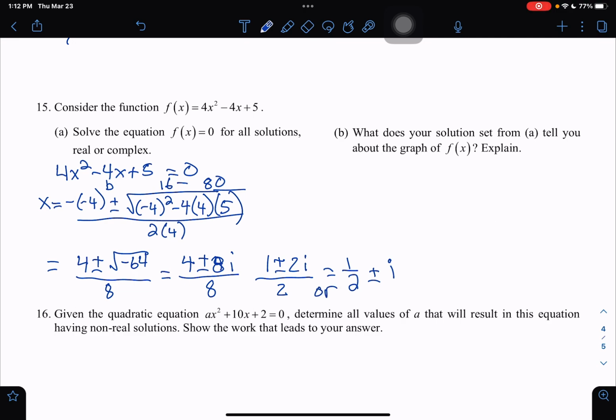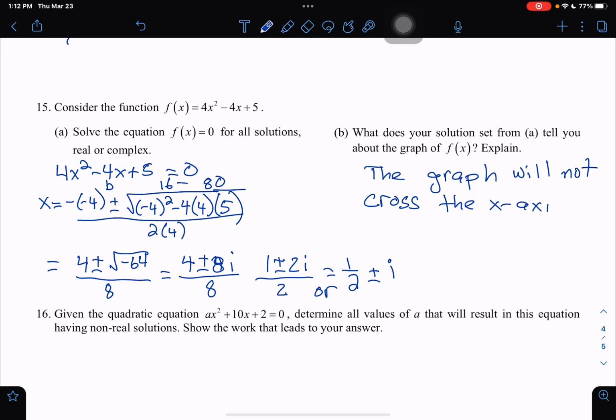Okay, so since it's an imaginary number, we know that the graph will not cross the x-axis. There's no x-intercepts.